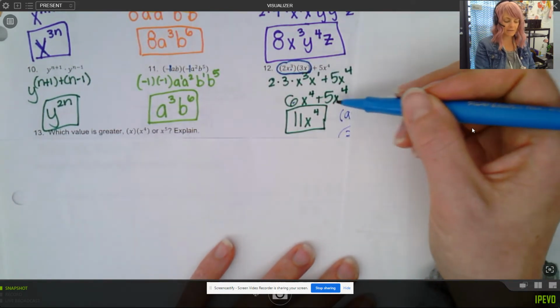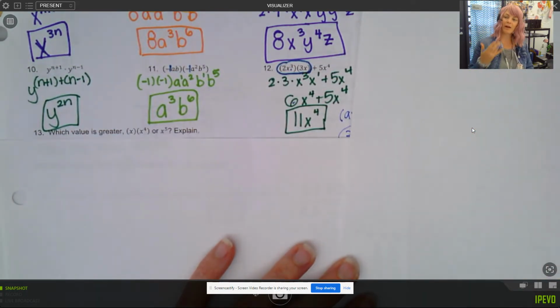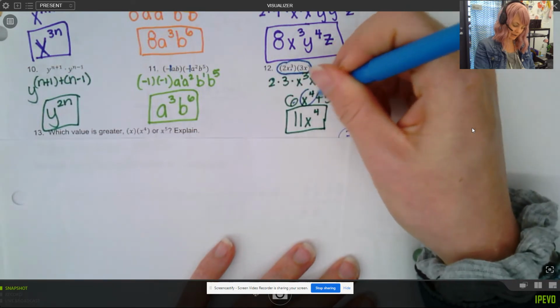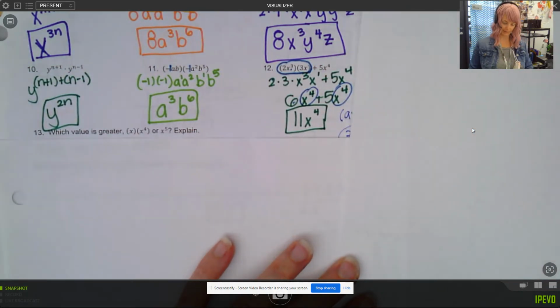I'm adding that to 5x to the 4th. Well, what if you have 6x to the 4th and another 5x to the 4th? You'd have a total of 11x to the 4th. Because these are like terms, they have the same variable and exponent.